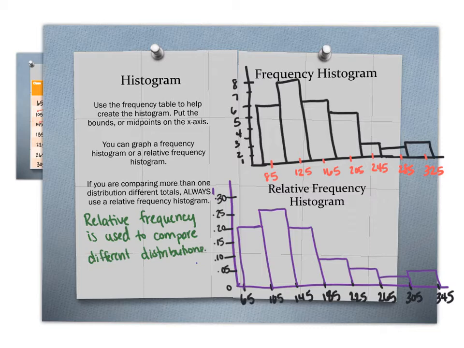And this is because, generally speaking, when you create a histogram for more than one distribution, the totals won't be the same. In order to make accurate comparisons, we need to scale to the same thing. And because this is scaling to percents, it's easily able to be used to compare two different distributions.